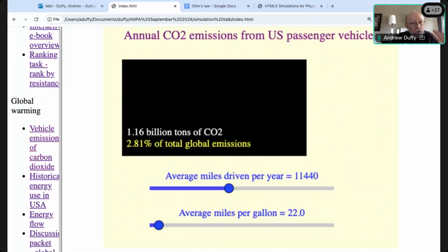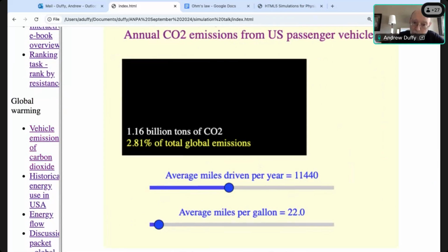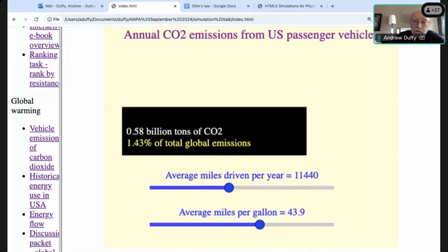Okay, so I've got this very, very simple one: annual carbon dioxide emissions from US passenger vehicles. This is very US centered, my apologies for that, but the US is actually responsible for a significant fraction of the total global emissions. And so we can see the impact of things like, what if we doubled the gas mileage, the miles per gallon, for a car? Instead of 22, we go to 44, right? So you can say, hey, that's going to actually cut this big thing down by a factor of 2.